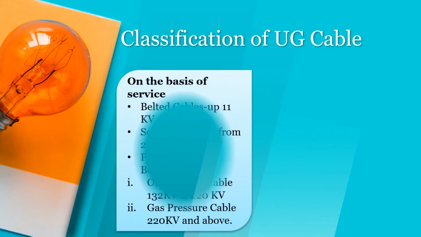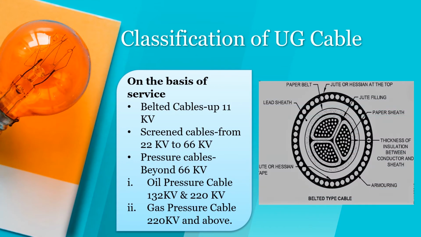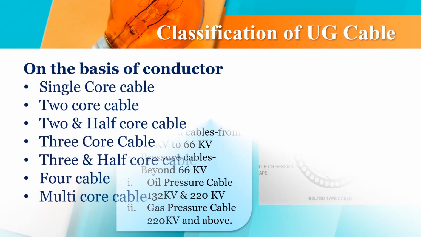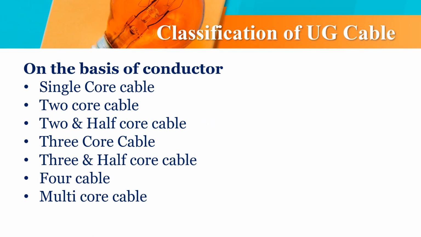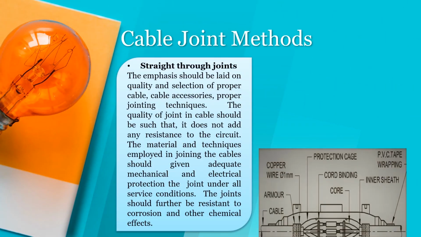On the basis of service: belted cables up to 11 kV, screened cables from 22 kV to 66 kV, pressured cables beyond 66 kV, oil pressure cable 132 kV and 220 kV, gas pressure cable 220 kV and above. On the basis of conductor: single core cable, 2 core cable, 2.5 core cable, 3 core cable, 3.5 core cable, 4 core cable, multi-core cable.